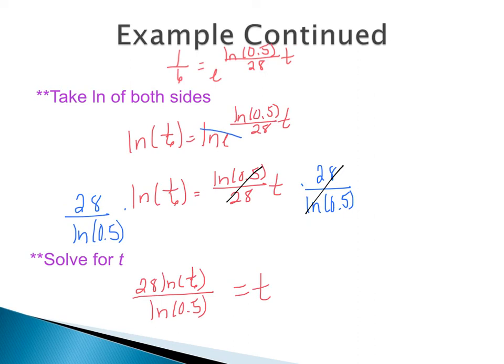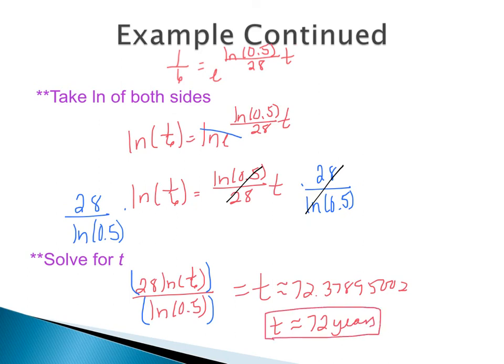So we do want to type this into your calculator to get an approximation. When you type in your calculator, remember, again, watch your parentheses. You're going to put the entire numerator in parentheses, the entire denominator in parentheses. If you hit natural log and it opens a parenthesis, just make sure that you close it. So when we do so, we should get an approximate answer of about 72.37895002, or we can say that t is about 72 years. So it would take about 72 years in order for 60 grams of strontium-90 to decay to 10 grams.